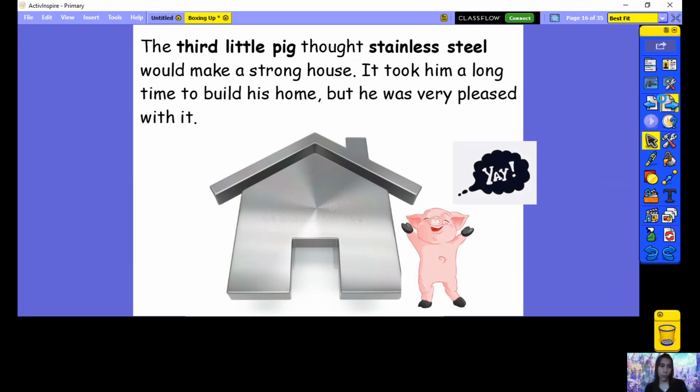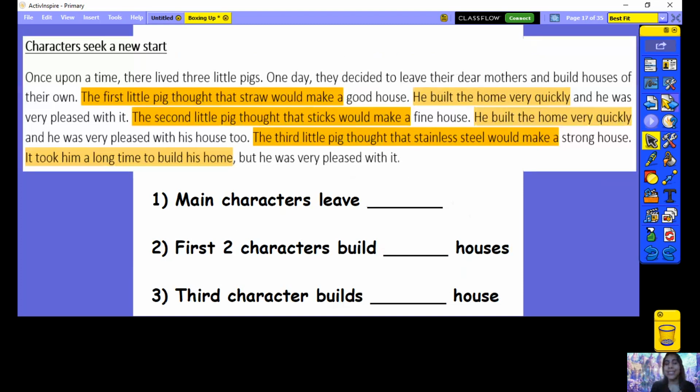So that was the first section of the story, and this is where our characters are seeking a new start. So the idea that they want to make a new life for themselves. So what can you spot in this section? We've been introduced to our main characters, who are 3 pigs. I've given you 3 steps there, and I want you to fill in the gaps. Remember, you don't need to write out the full sentence.